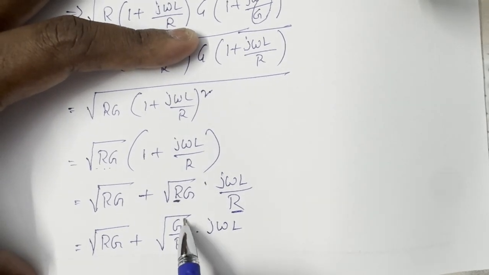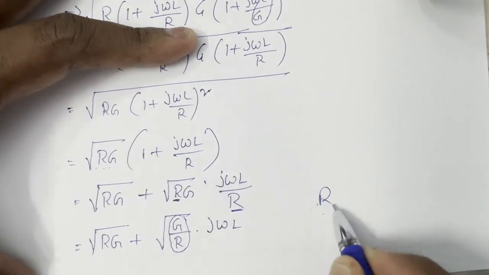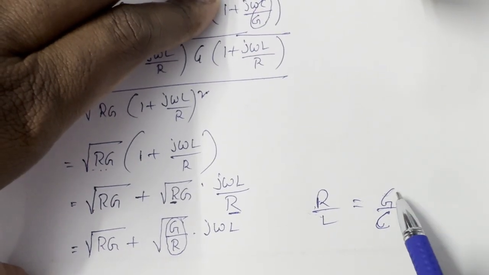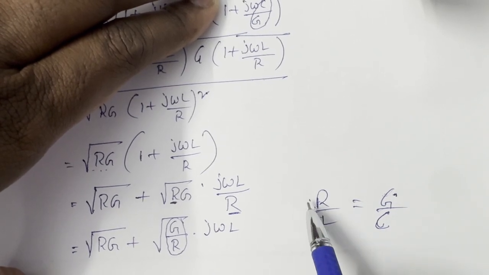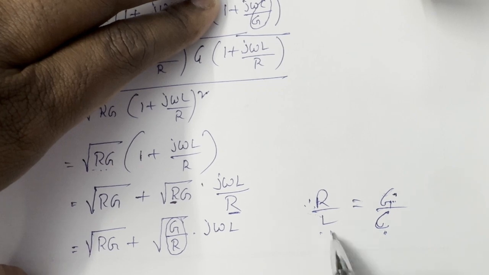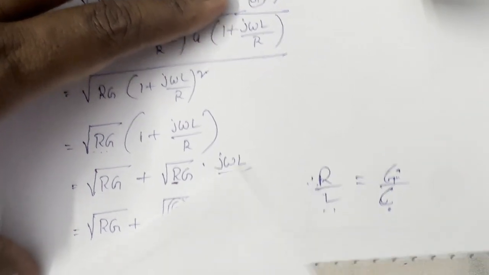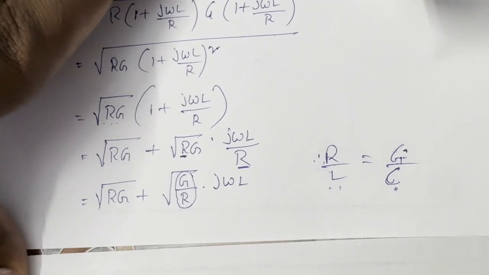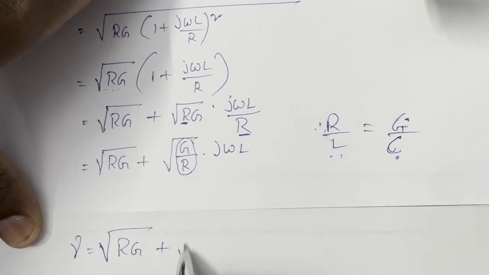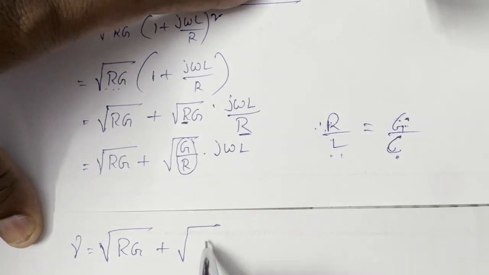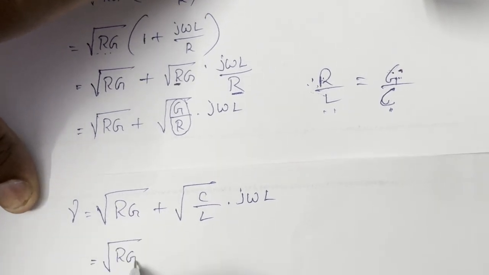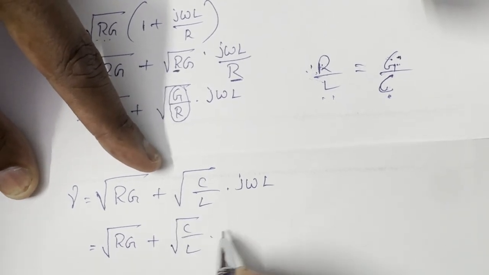Once again, I am substituting this G by R. Our condition is R by L equals G by C. Here we have G by R, G divided by R, which becomes C by L. So when we replace that, gamma equals root RG plus square root of G by R, which is nothing but C by L, into j omega L. That equals root RG plus square root of C by L into j omega L.